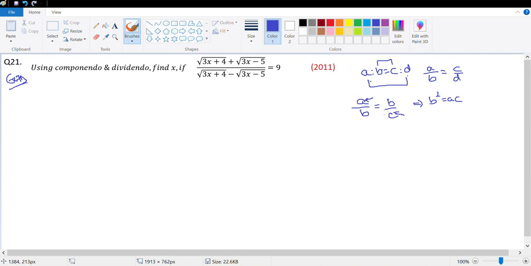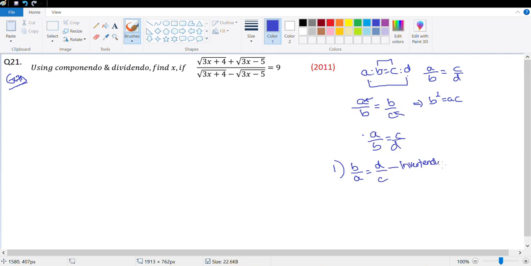Next, we talked about certain properties of proportions. If it is given that A upon B is equal to C upon D, then the first property we talked about was invertendo, which means invert everything, which is take reciprocal. So then B upon A is equal to D upon C. That was invertendo.